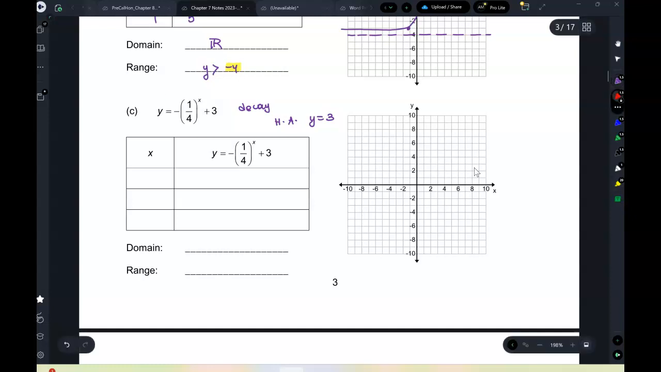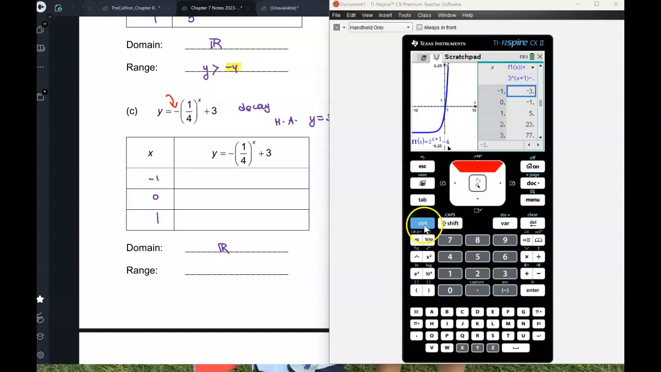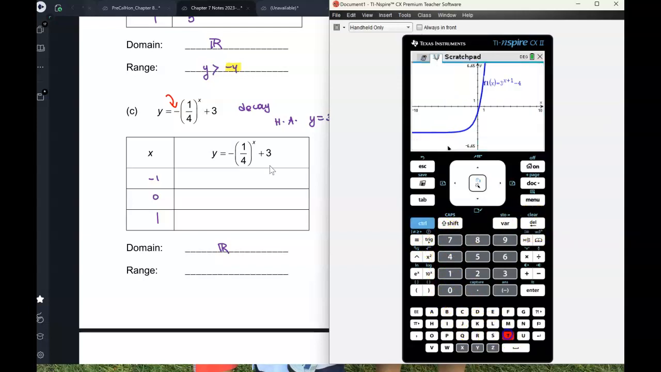What about this one? There is a reflection, okay? So y equals 3. Okay, we're going to pick -1, 0, 1. What's the domain? Okay, so go ahead and graph this on your calculators and draw the graph. On your mark, get set, go. No, just do this one. Don't do D yet.